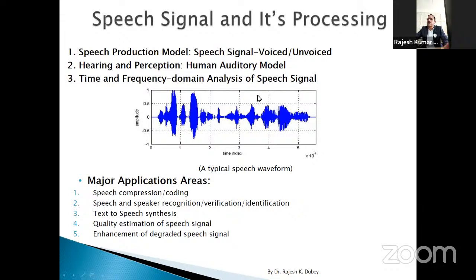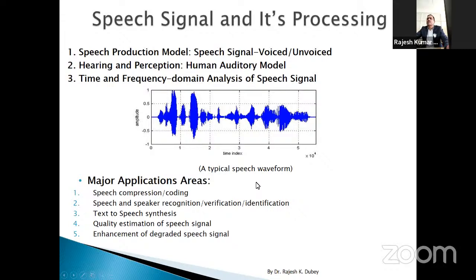A typical waveform of a speech signal is something like that. Once you model and plot this digital speech signal, the typical waveform of a speech signal is like that. The horizontal axis is the time axis, or corresponding discrete time instants, and the vertical axis is amplitude or magnitude.